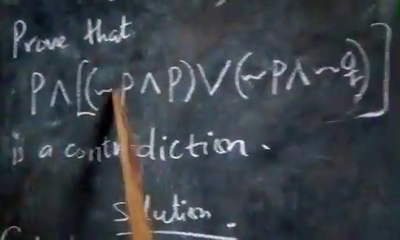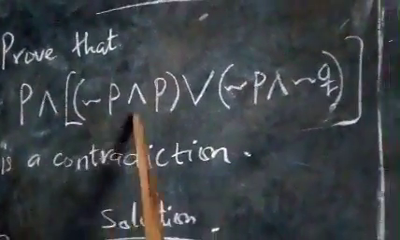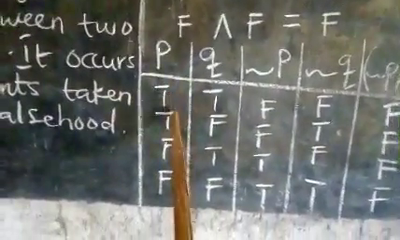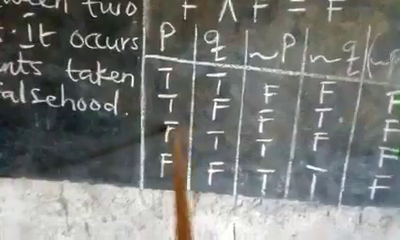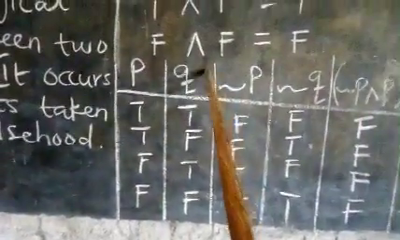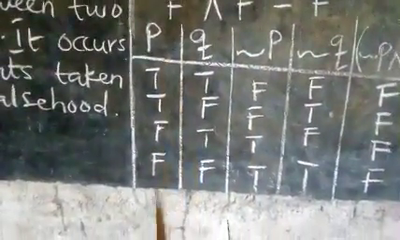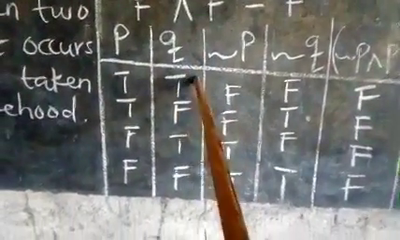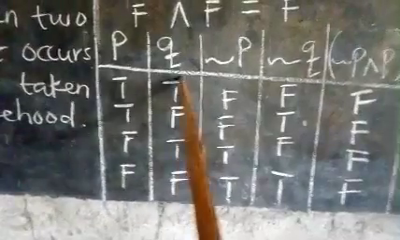Now let's look at the terms one by one. We are given P in the question. We have P, negation P, Q, and negation Q. For P, we have T, T, F, F. That is true, true, false, false. That is the data for P. Now for Q, we have T, F, T, F. That is true, false, true, false.